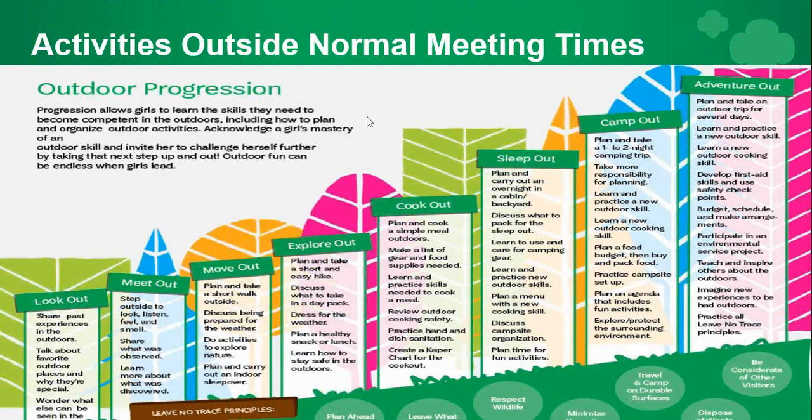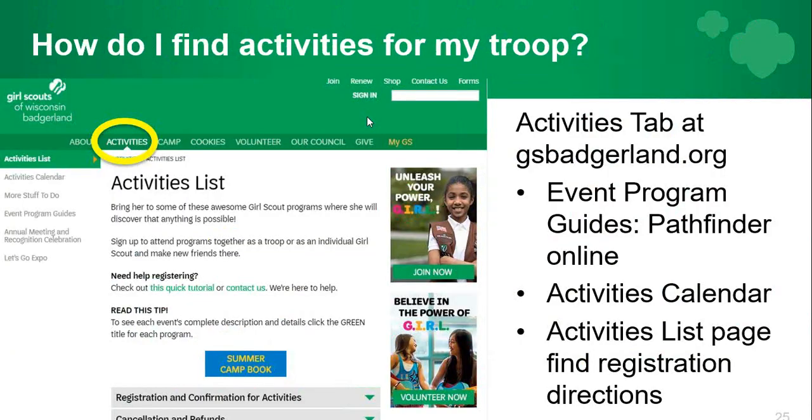Okay, so how do we find activities for our troops to do, right? So the best place to look is on our website at the activities section of our website, and this is where you're going to find the digital version of this publication, which is called the Pathfinder. So the Pathfinder is the list of all of the Badgerland sponsored activities, because Badgerland puts on a lot of programs for the girls.